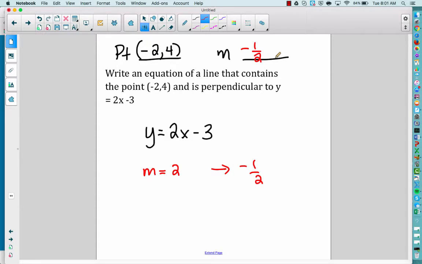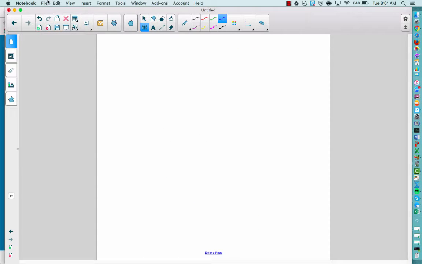All right, I have a point and a slope. This point is not the y-intercept, so I'm going to use the point-slope equation, which would give me y minus 4 equals negative 1/2 x. Now, because it was a negative 2, this is going to become plus 2. Okay? All right. Last thing to cover that I want to talk about is the term perpendicular bisector.